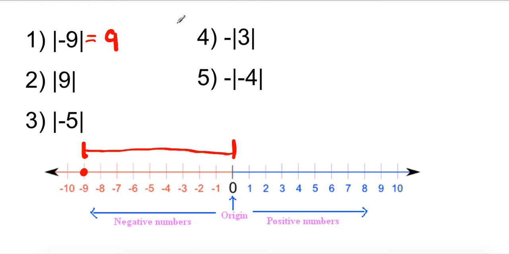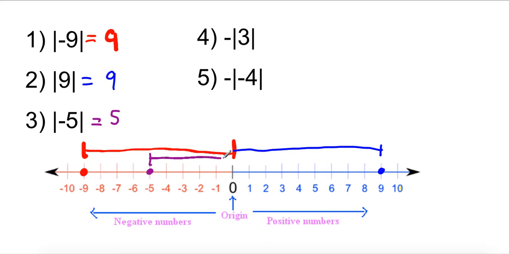Now for +9 and its absolute value, +9 would be on this side of the number line, and its absolute value is just simply 9 because it is still +9 units away from 0. Similarly, with -5, its absolute value is 5 because this number is still 5 units away from the origin 0.